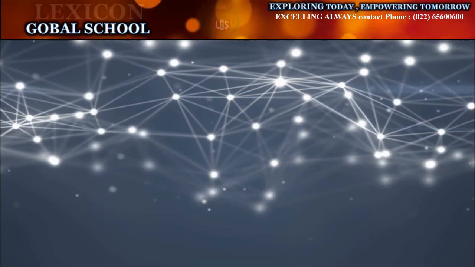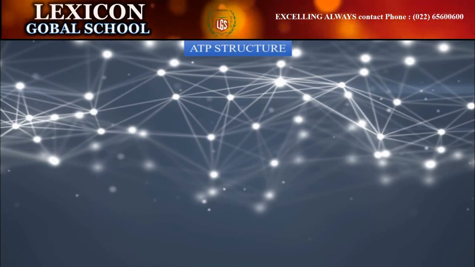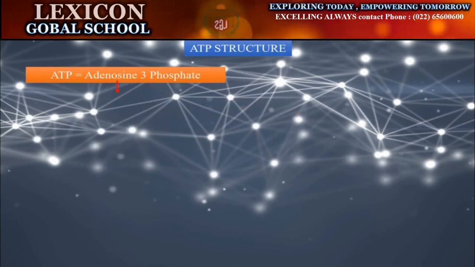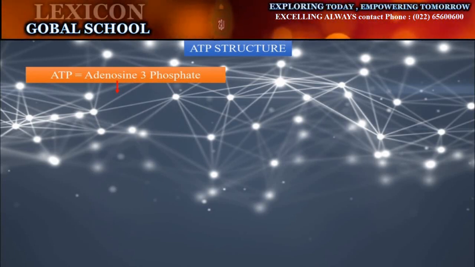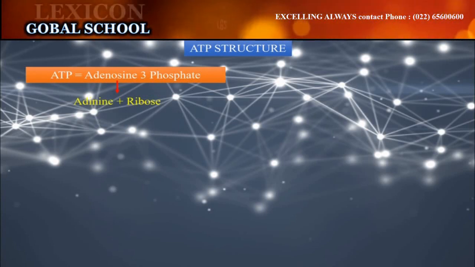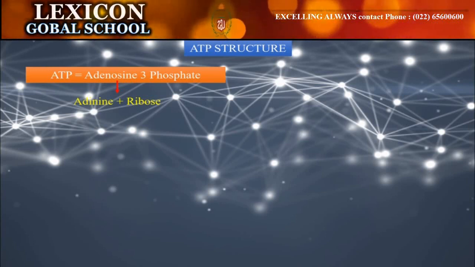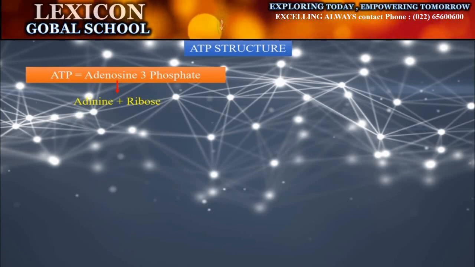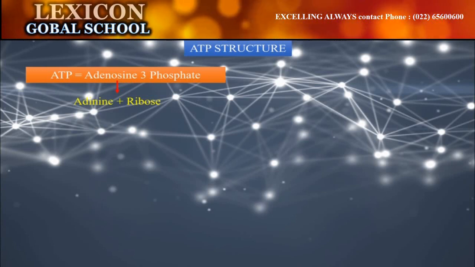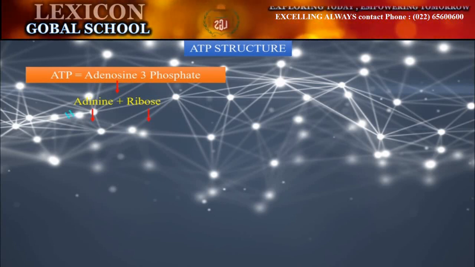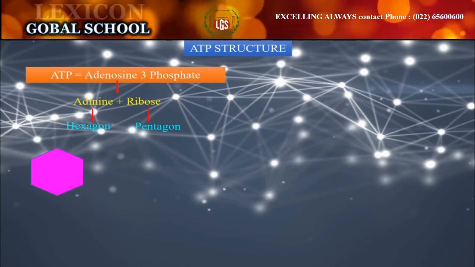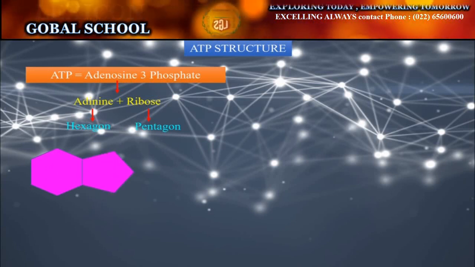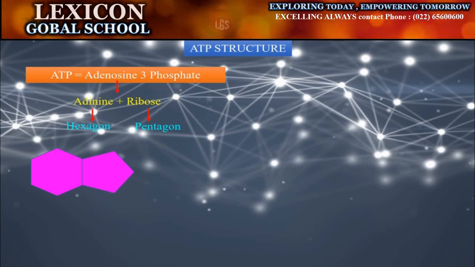Now, we are going to study the ATP structure. ATP structure means energy production structure. What is the full form of ATP? Adenosine triphosphate, that means three phosphates. What do you mean by adenosine? Adenosine means adenine plus ribose. Adenine means hexagon plus pentagon. A hexagon is a figure having 6 sides, and a pentagon is a figure having 5 sides. So this is a hexagon, this is a pentagon, and the hexagon and pentagon attached together are called adenine.